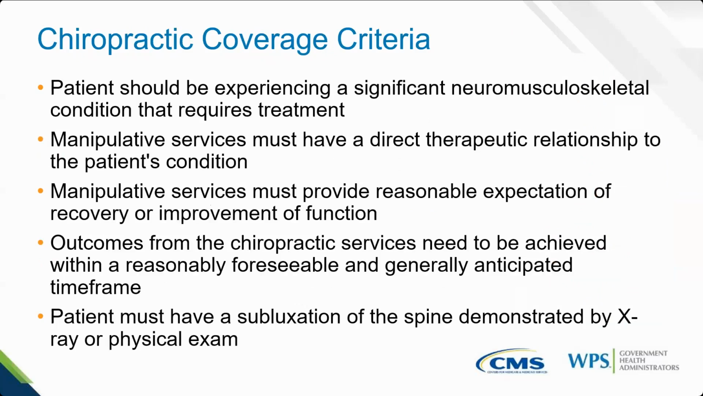For Medicare to cover chiropractic treatment, the following criteria need to be met. The patient should be experiencing a significant neuromuscular condition that requires treatment. The manipulative services must have a direct therapeutic relationship to the patient's condition. The manipulative services must provide reasonable expectation of recovery or improvement of function. The outcome from chiropractic services needs to be achieved within a reasonably foreseeable and generally anticipated time frame, and the patient must have a subluxation of the spine demonstrated by x-ray or physical exam.